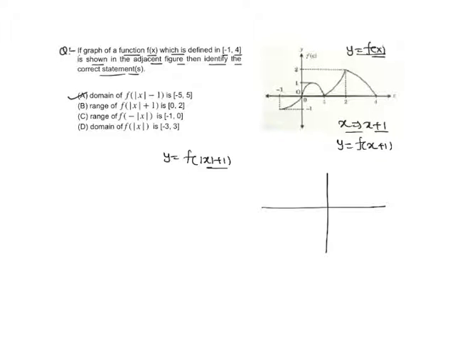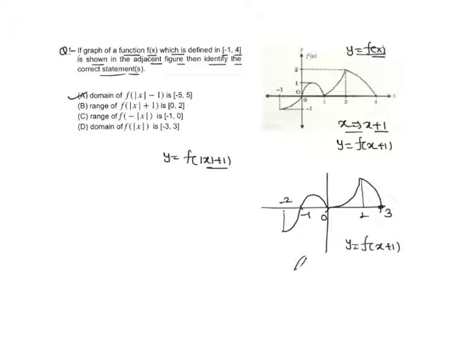Next option is: range of y equals f(|x| + 1) is. So first, in this graph y equals f(x), x replaced with x + 1, we'll get y equals f(x + 1). If I replace x with x + 1, then this graph will shift 1 unit left hand side. So what graph will we get? This point will come as -2, this point will come as -1, this will be 0, this point will come as 1, and this point will come as 3. Now this is the graph of y equals f(x + 1).